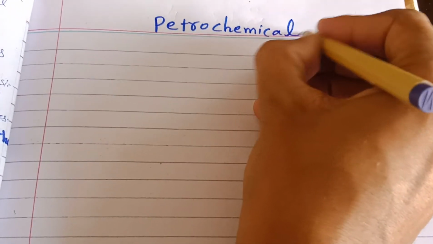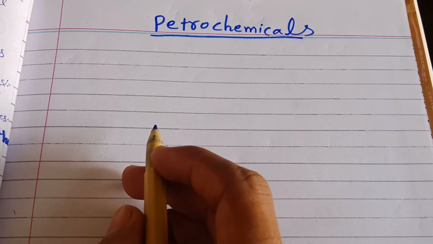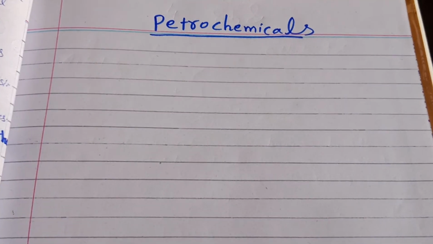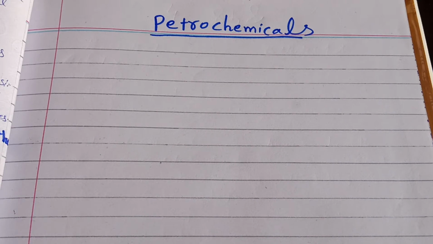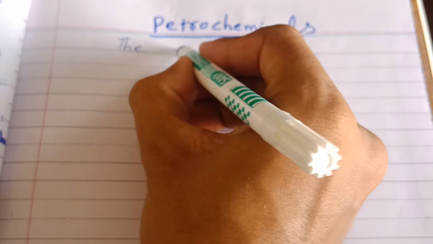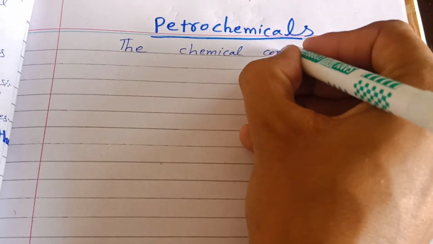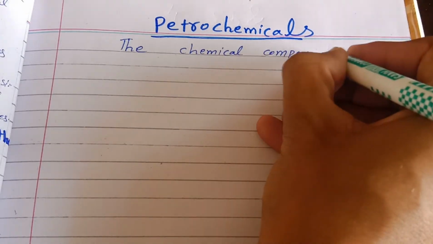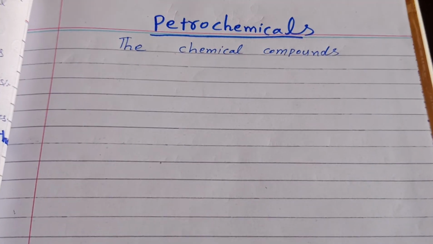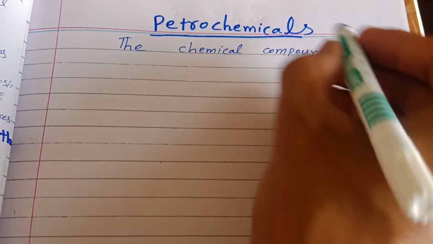Petrochemicals. So what are petrochemicals? First of all, we discuss the definition of petrochemicals. What are petrochemicals? Petrochemicals are the chemical compounds obtained from petroleum. These are chemical compounds, obtained, which means extracted.